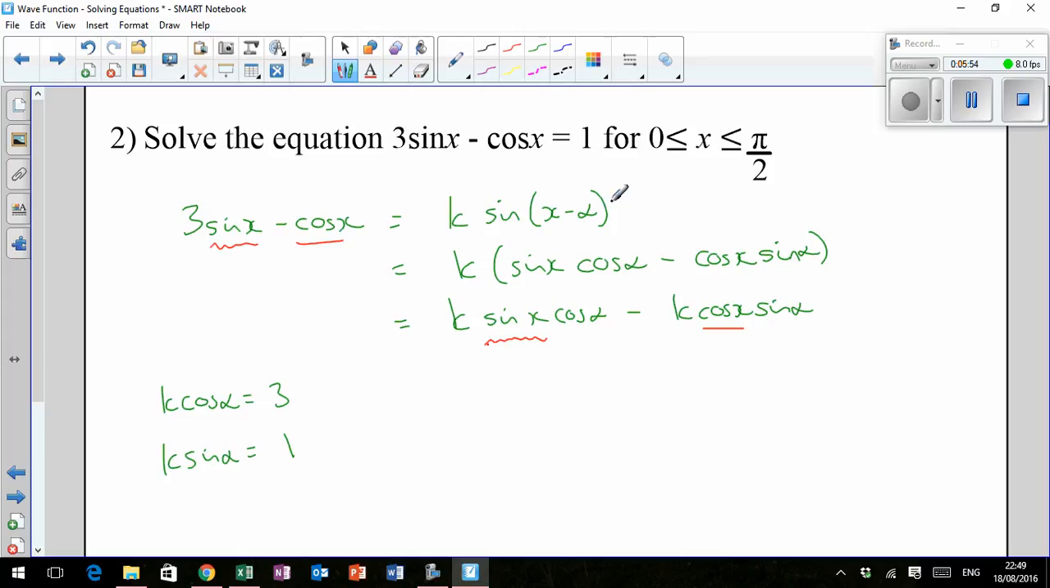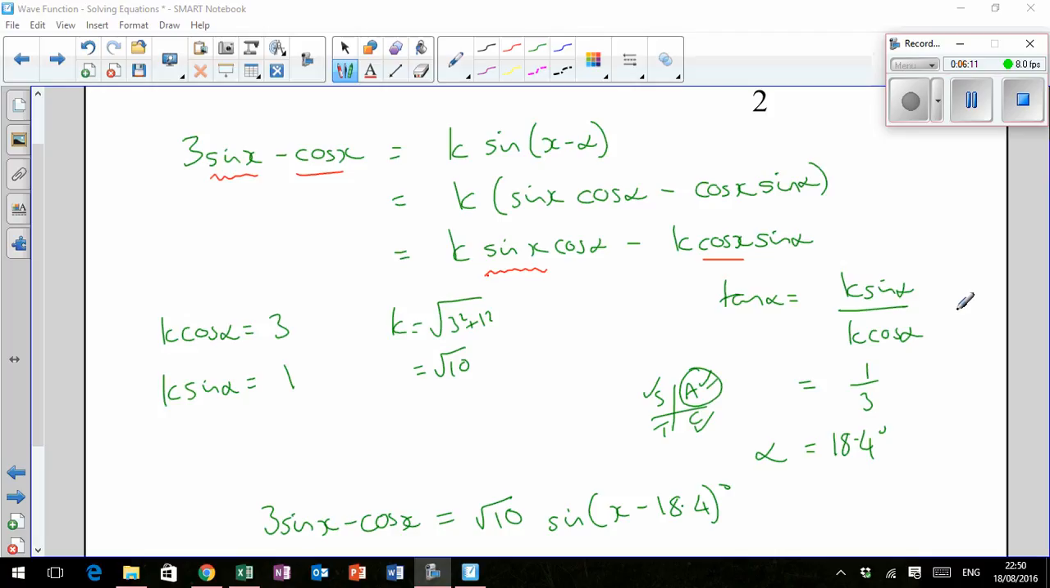I've changed my mind to use this one so I keep both of these positive, so that over here when I do my CAST diagram for my tan, I'm working in that first quadrant, and I'm thinking that just makes solving the equation that I'm about to do a little bit more straightforward. Okay, apologies for that. Give me a wee second till I finish this off. Okay, so that's it done there.